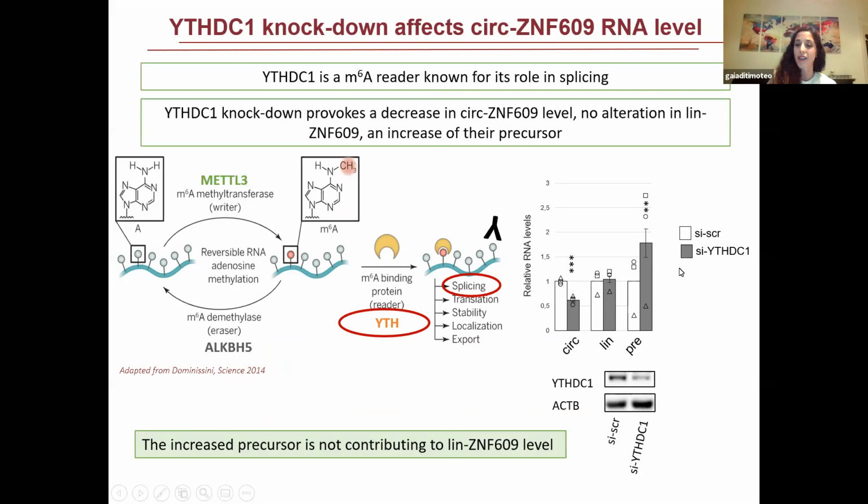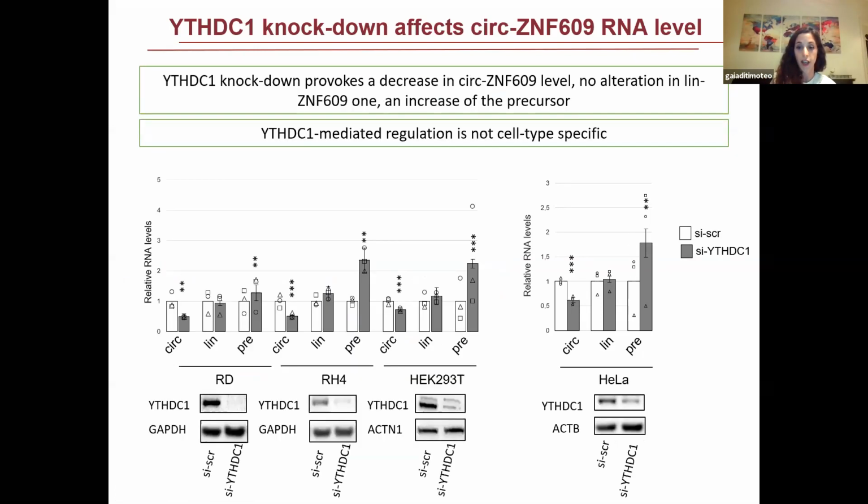This is accompanied, yes, by the increase of the precursor level, but it's not accompanied by an increase of the linear RNAs. This suggested that the increase of the precursor is not contributing to the formation of the linear RNA. And this also suggests that there could be something on the precursor level that is distinguishing the precursor undergoing splicing from the one undergoing back splicing. And of course, it is not sequence. Maybe it could be m6A or other RNA modification.